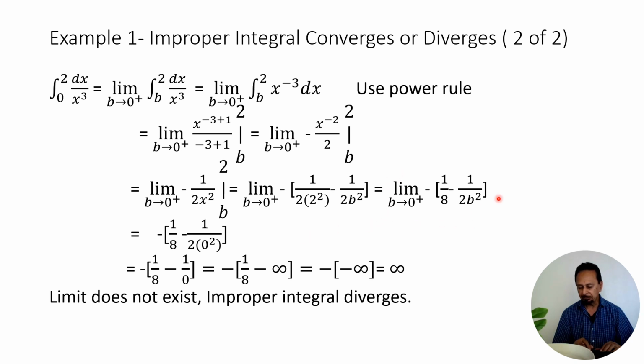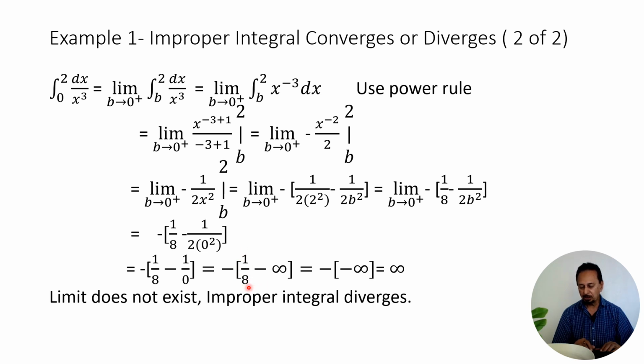Now we find this limit. If we substitute b equals 0, we have negative 1 over 8 minus 1 over 2 times 0 squared. Well, 0 squared is 0, times 2 is 0, so you have 1 over 0, and 1 over 0 is infinity. So now we have negative 1 over 8 minus infinity.